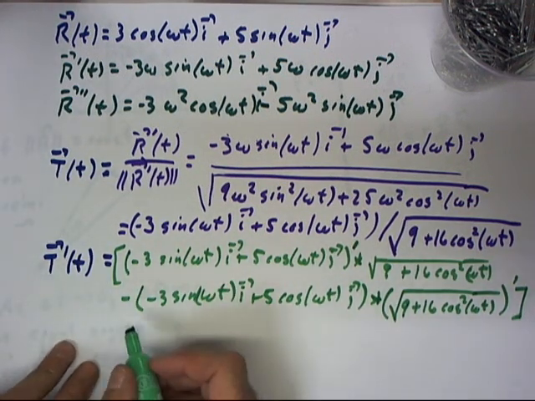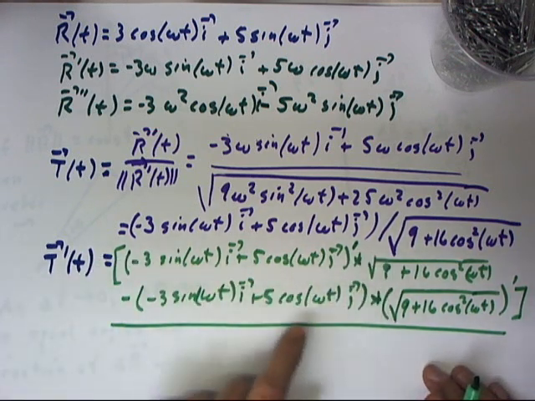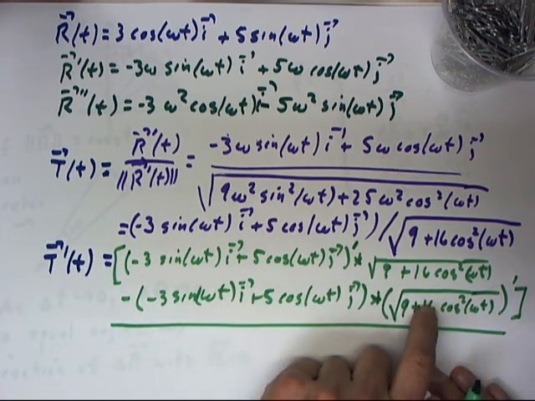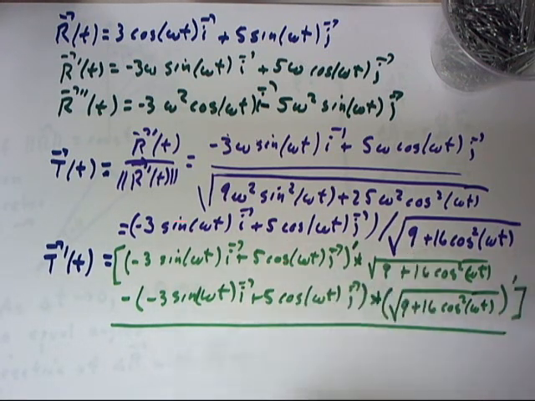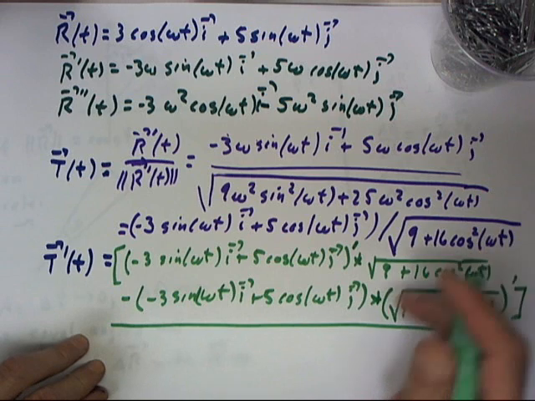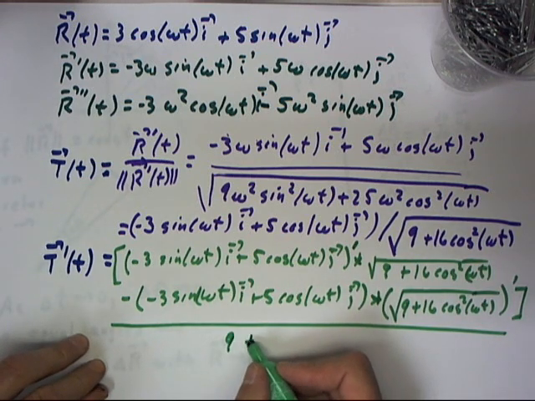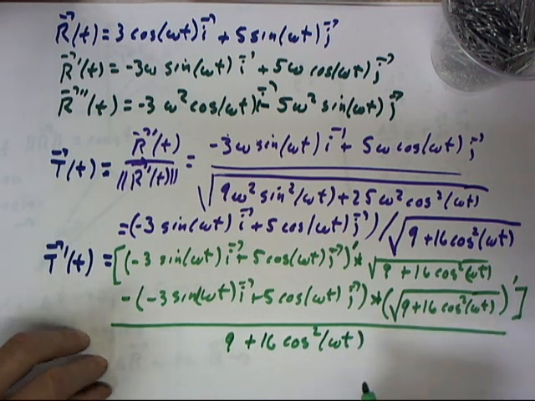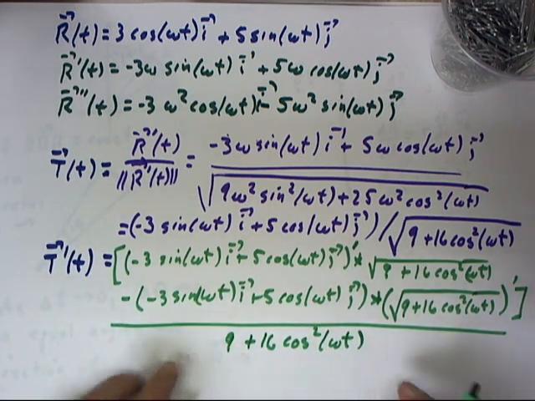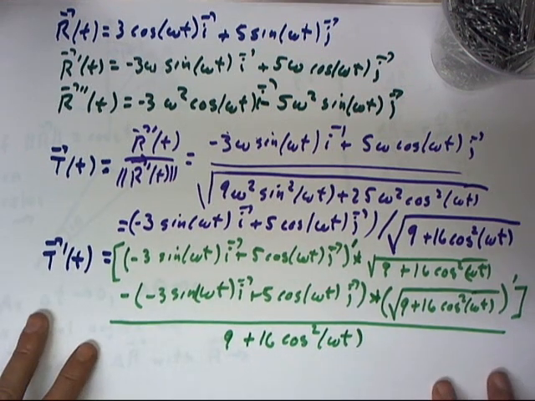The denominator turns out to be quite simple. It's f prime g minus f g prime divided by the square of g, and the square of g is just the square of the square root of 9 plus 16 cosine squared omega t. So the denominator of this derivative expression is actually quite simple.